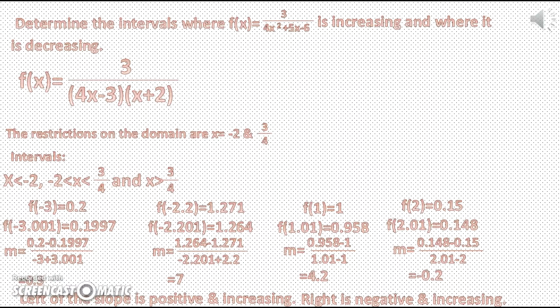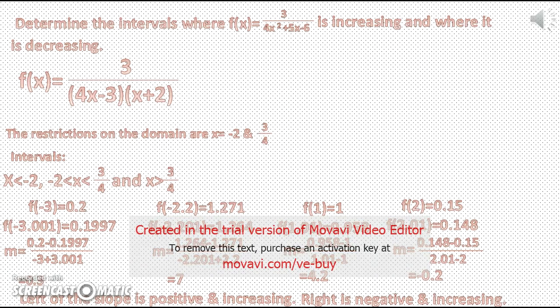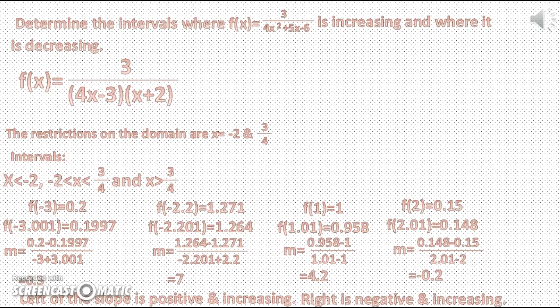This is another question. Determine the intervals where f(x) equal to 3 over 4x squared plus 5x minus 6 is increasing and where it is decreasing. The method is given. So the answer is, left of the slope is positive and increasing, right is negative and decreasing.